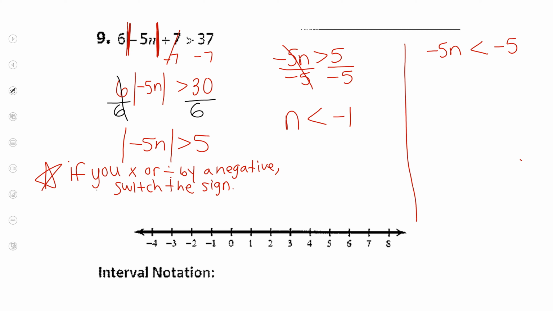All right, let's go ahead and graph this one. You're going to go to negative 1. Are we going to do an open circle or a closed circle? Open, good, because there's not an equal to sign. And this says n is less than negative 1. So the numbers less than negative 1 are this side on the left.